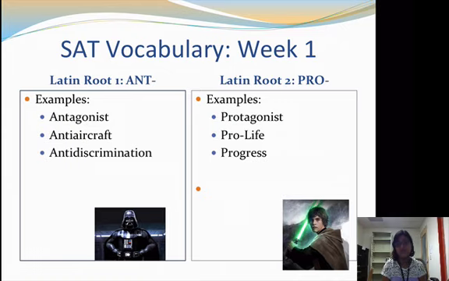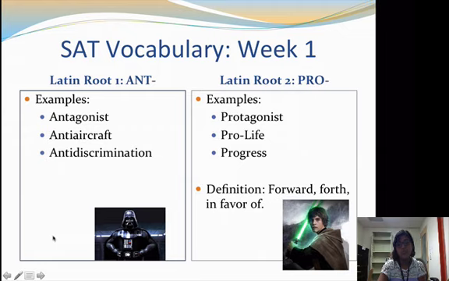The Latin root pro is a part of the three words protagonist, pro-life, and progress. Based on those words, try to figure out what the root pro, which is contained in all of them, might mean. Write down your guess and then copy this definition.